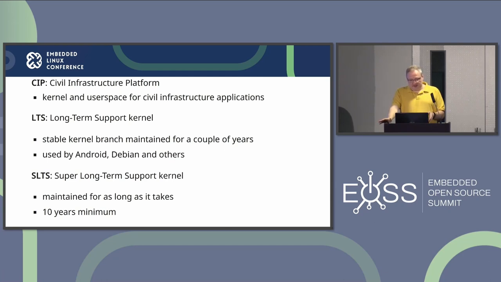Once in a while, the Civil Infrastructure Platform Project picks one of these LTS kernels and chooses it as the super long-term support kernel. The way that works is that while LTS is maintained, the SLTS kernel runs in parallel with the LTS kernel. Once LTS goes out of support, the CIP project takes over and maintains that kernel for as long as it takes, but for a minimum of 10 years. And this is what I'm going to talk about today: the SLTS kernel, how and why.